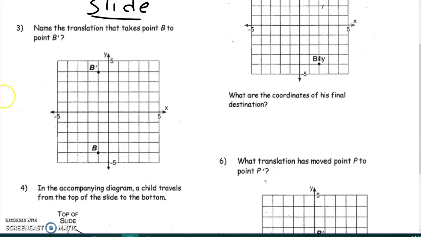In 3, name the translation that takes point B to point B prime. Well, it looks like it was just a vertical change. So the initial coordinates, x comma y, are going to change. X is staying the same, but y looks like it's going up 1, 2, 3, 4, 5, 6, 7, 8. So that'd be y plus 8.